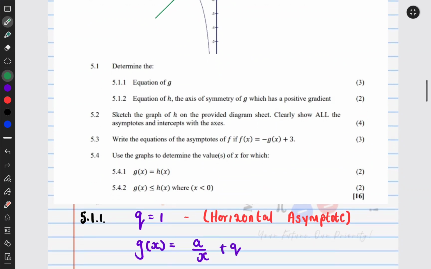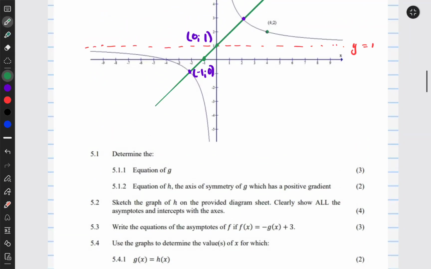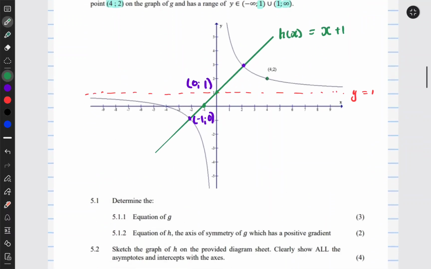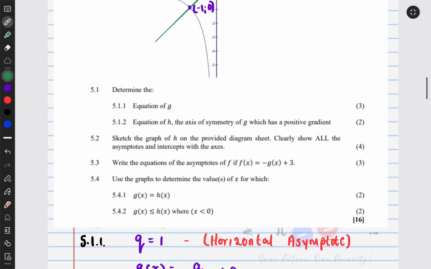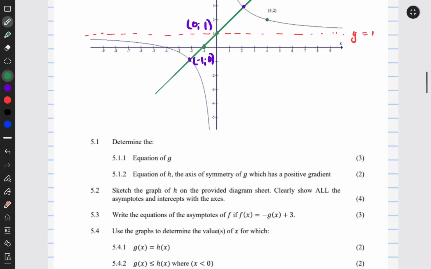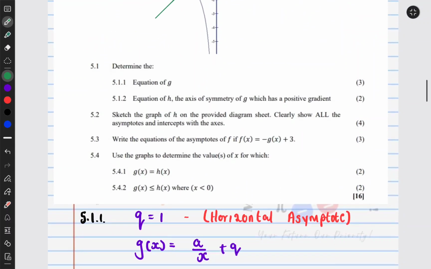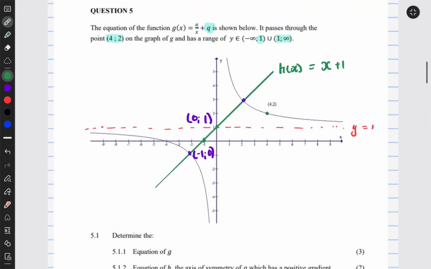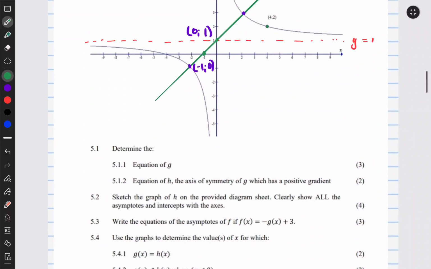And then we are asked to find the values of x for which g at x is less than or equal to h at x, where x is less than 0. So we're only considering the parts where x is less than 0, or the left part, in other words. And then we're looking for the values of x where the function of g is less than h at x, where the function of g is below the function of h.